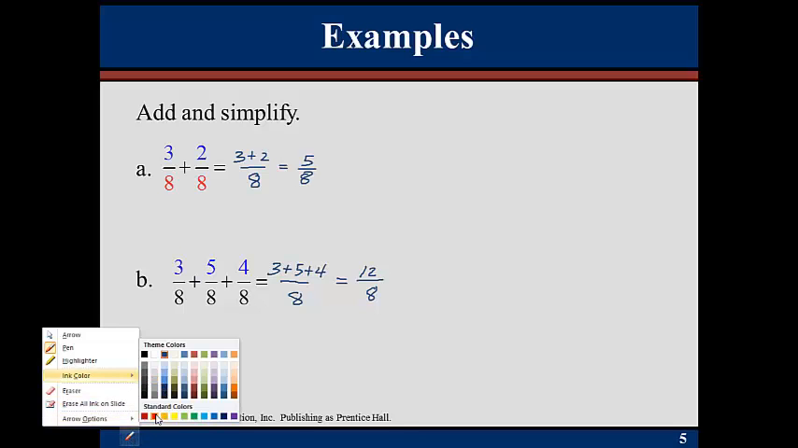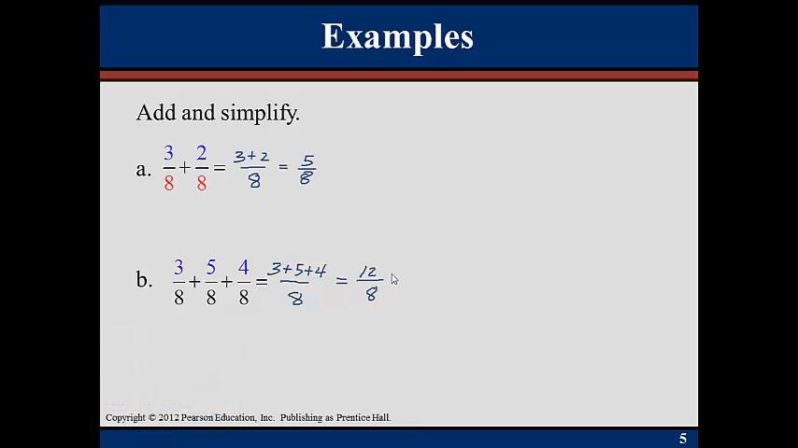Now remember to always simplify your answer. So 12 and 8, we can divide both by 2. Or actually, let's divide both by 4. So 12 divided by 4 is 3. And then 8 divided by 4 is 2. So this is the fraction 3/2.